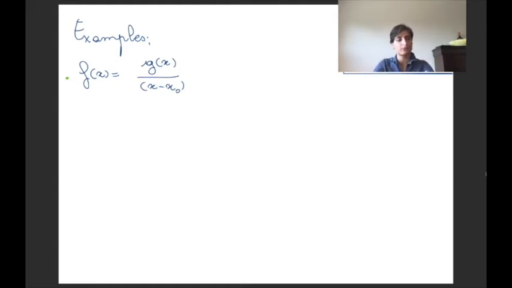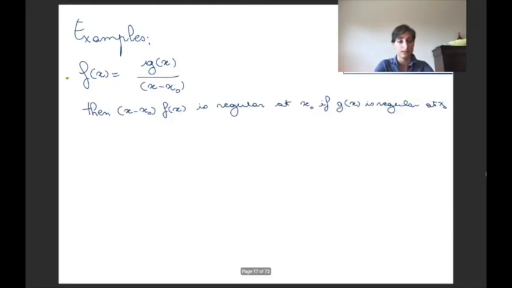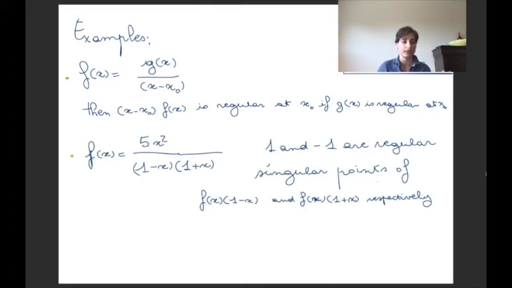Well, let's look at, for example, f(x) being defined by g(x) divided by (x minus x0). Then (x minus x0) times f(x) is regular at x0 if g(x) is regular at x0. In the same way, if we have something like 5x squared divided by (1 minus x) times (1 plus x), 1 and minus 1 are singular points of f(x), but regular points of f(x) times (1 minus x) and f(x) times (1 plus x), respectively.